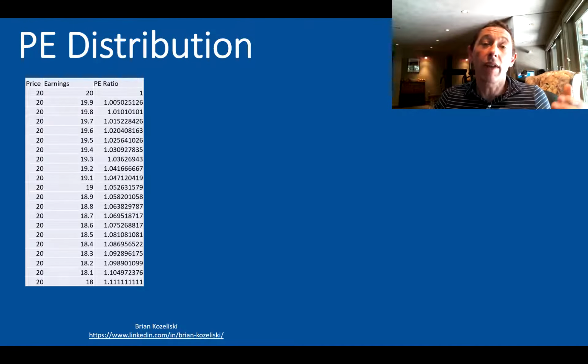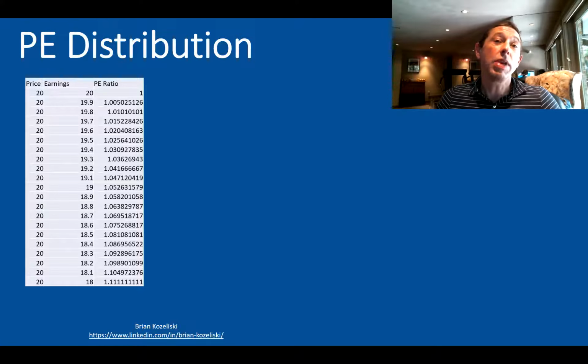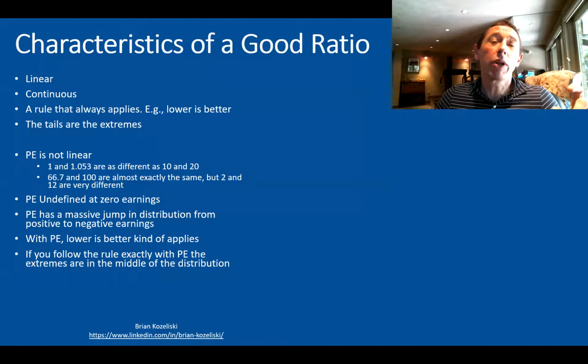So here's kind of a distribution of PE ratios based on their earnings. We can see, as we get fewer and fewer earnings, that stock should be less and less attractive, right? So the PE ratio, which is just price divided by earnings, should be less and less attractive, giving us the rule that as the PE ratio goes up, it becomes less and less attractive. All right. But we discovered there were a few problems with that.